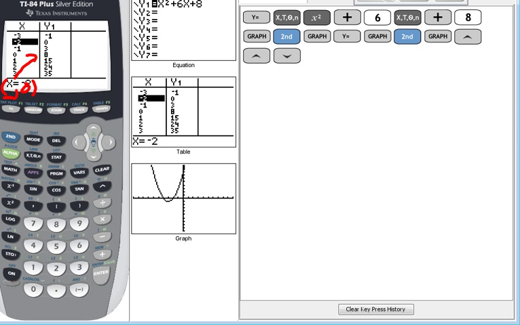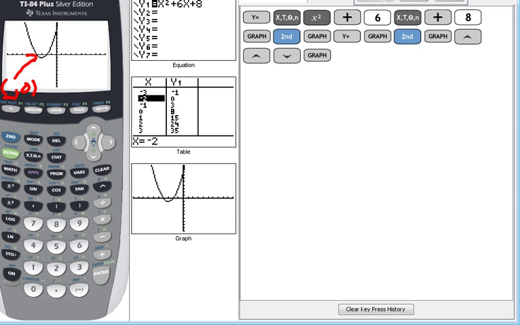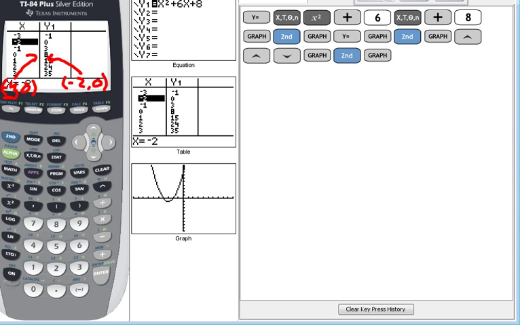When y is 0, x is -2. That's just what we thought, isn't it? We thought that this point right here was at -2. So (-2, 0) is where one of my zeros is. And the other one we thought would be at -4. We said that we think this one is at -4. So let's look by going to our table. At -2 I have a 0, and at -4 I have a 0. Right here, y equals 0.